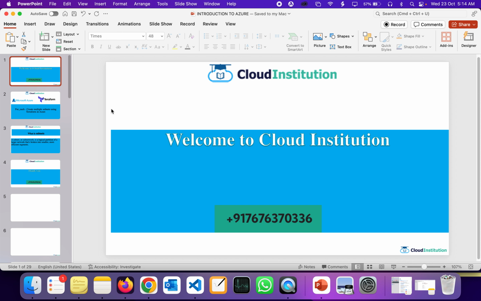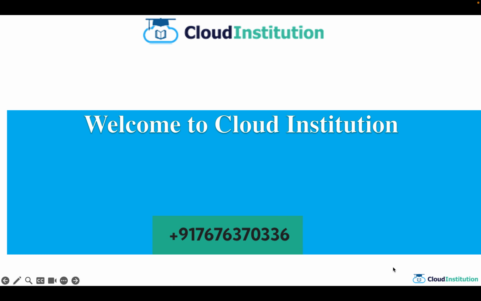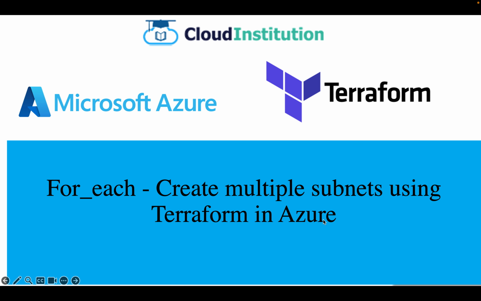So today in this video we're going to see something very interesting. What we are going to see today is how to create multiple subnets using Terraform in Azure using for_each. In the last session, if you followed, we created a VNet using for_each, and we created two VNets. So in this video we're going to create multiple subnets.